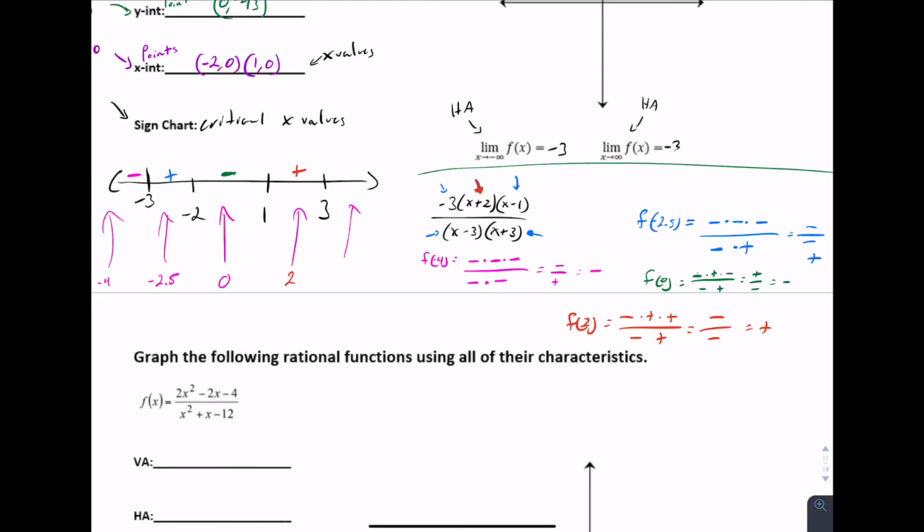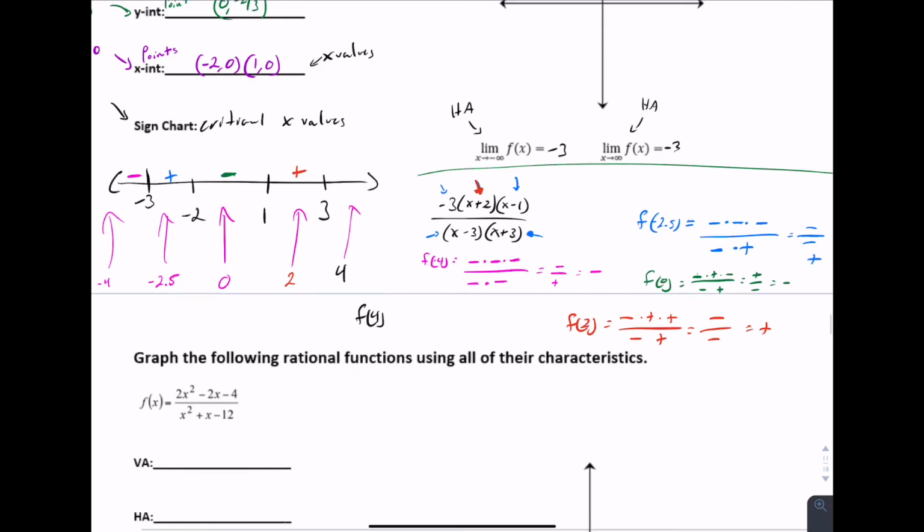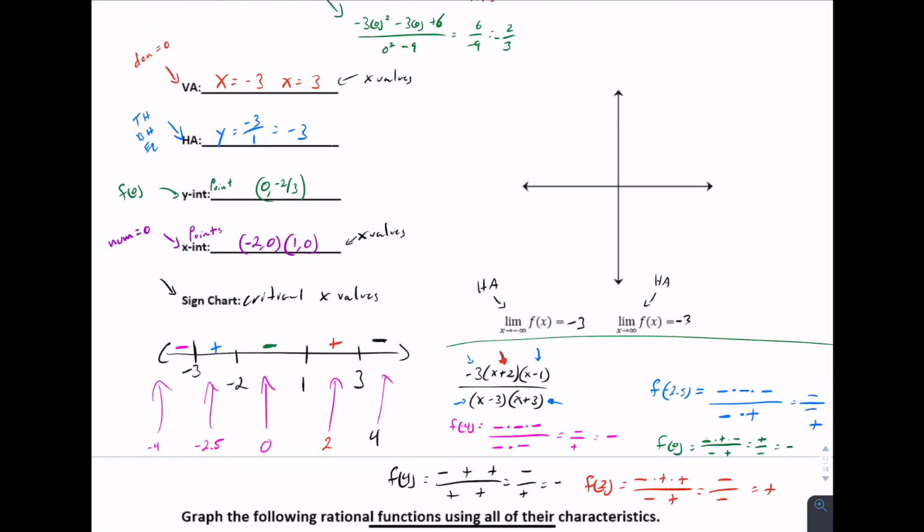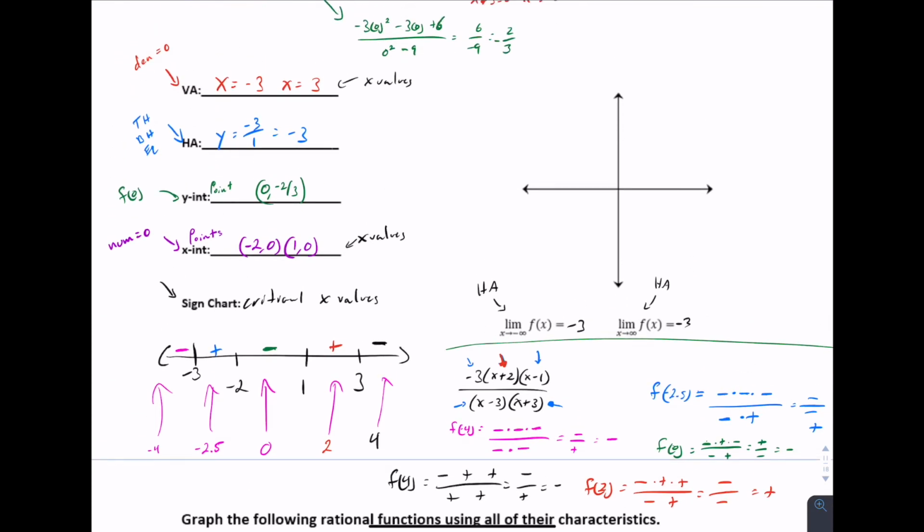Good. And now we're going to plug in a 4. So let's just do the last one in black. So f of 4, because that's the number that's right here. So f of 4 is going to be negative, positive, positive, positive, positive. So top is negative, bottom is positive, ends up being negative. So now we at least know the direction of everything, like where everything ends up being. So now let's go to our graph and start plotting all these points that we know. The sign chart is just going to tell us where everybody goes.